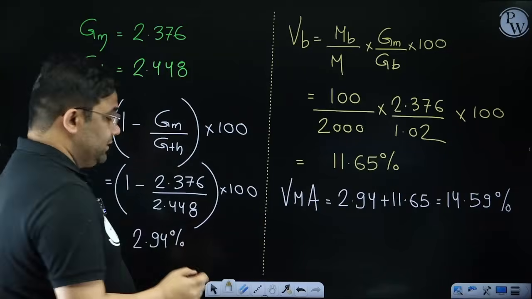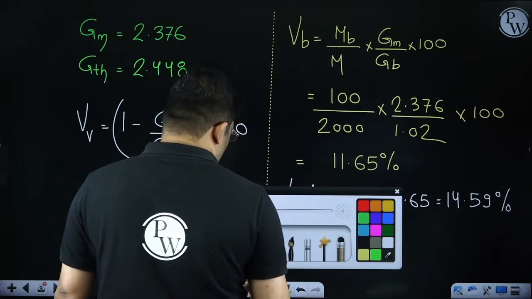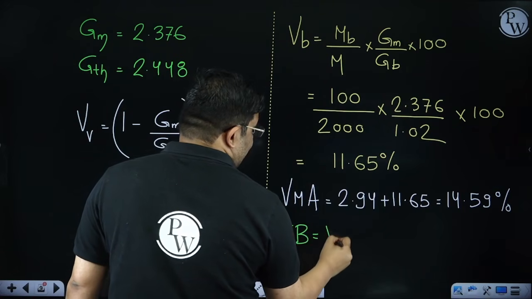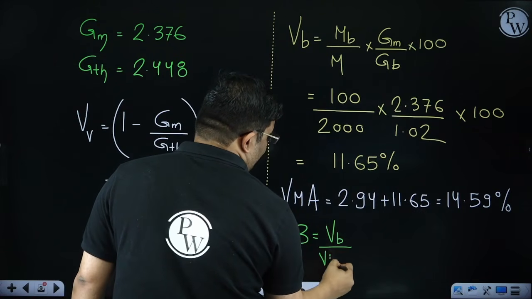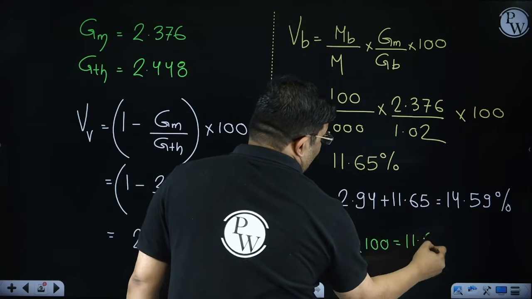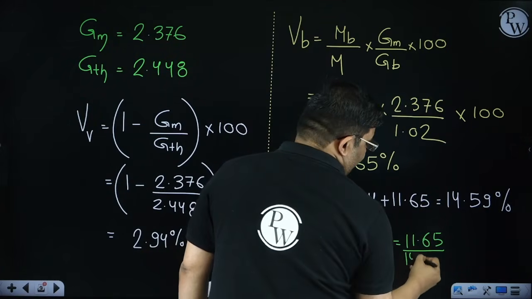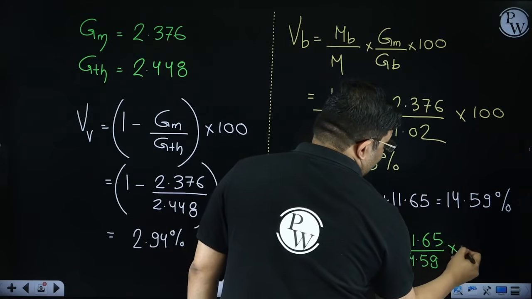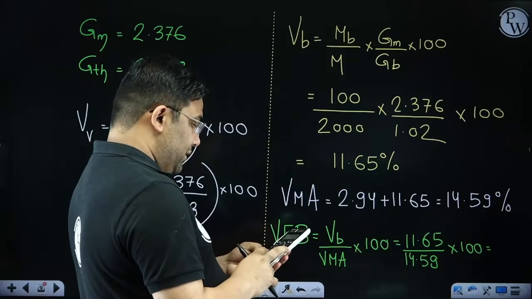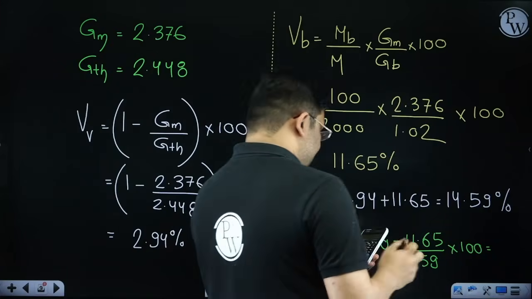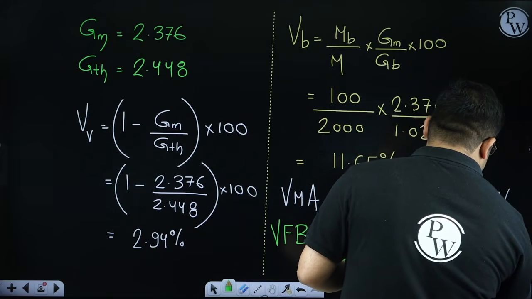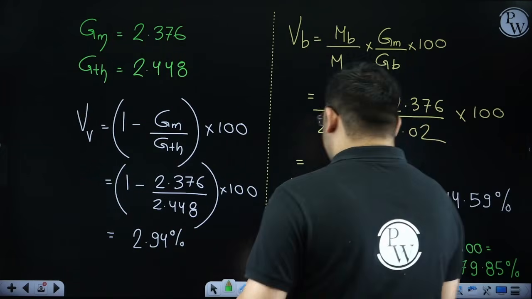Now what is asked? The question asked is voids filled with bitumen. Voids filled with bitumen is volume of bitumen by total voids into 100. Volume of bitumen we got 11.65. Total voids we got 14.59, into 100. So we'll get 11.65 divided by 14.59 into 100. I'm getting approximately 79.85%. So this is the VFB.